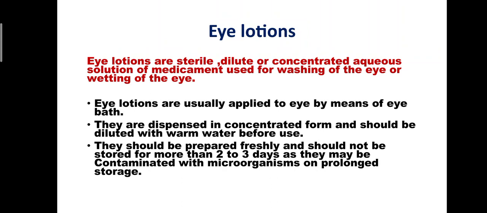What's the difference between eye drops and eye lotions? Eye lotions have a short duration of action. That means we prepare them today and use them within 2 to 3 days. But eye drops we use for 1 year, 2, 3 years, etc. Expiry is long in eye drops, but for eye lotions the expiry is very near, negligible, 2 to 3 days.